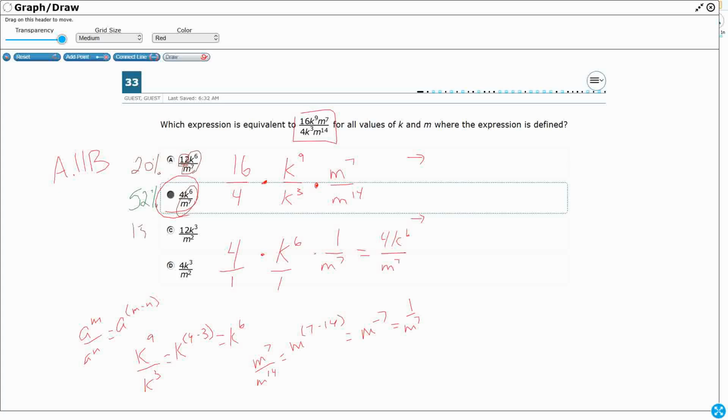We had 15% choose C. Once again, they messed up on this coefficient here, and then they ended up dividing rather than subtracting the exponents. This was 9 divided by 3 gets you 3. This was 14 divided by 7, even though it was backwards, gets you that 2. And then we had only 13% get D. Same mistake here with the exponents, though they did get that coefficient correct.